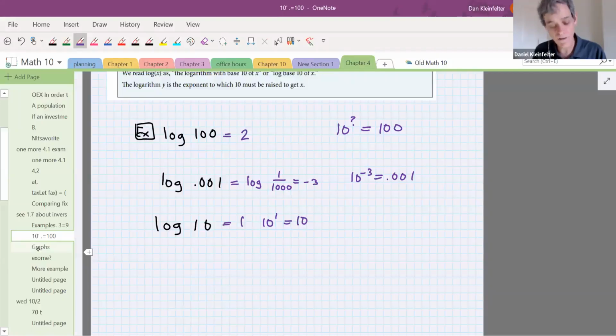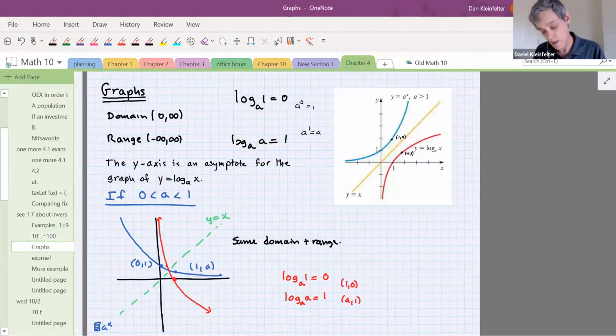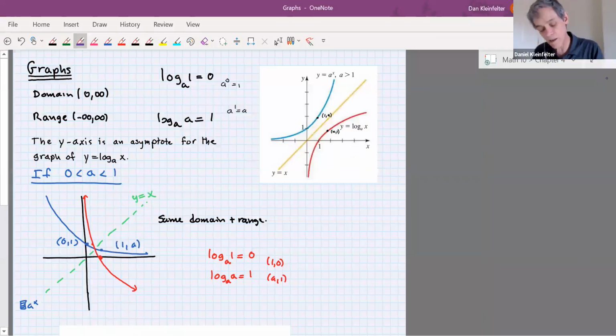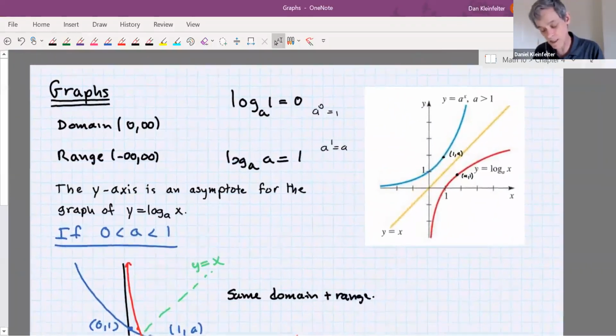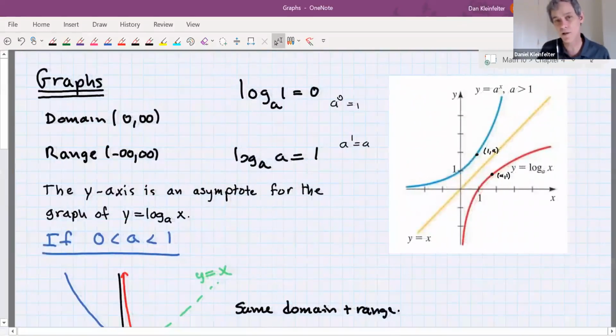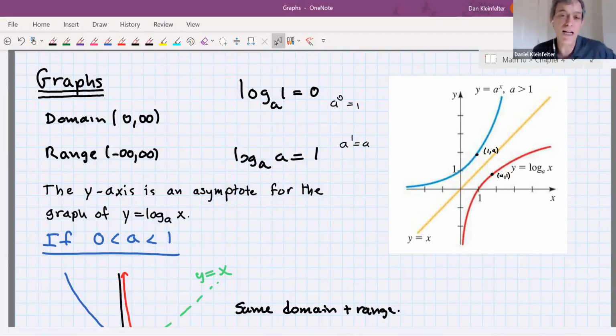Okay, some graphs of logarithms. So we can lean on the work that we did for exponential functions to help us with the graphs of the logarithms. Okay, so we saw that for exponential functions, there were basically two different kinds of graphs. The functions were either increasing or decreasing, depending on whether the a was more or less than 1. In exponential functions, if the a is more than 1, it's going to be increasing, right? So that's what we'll consider here first.